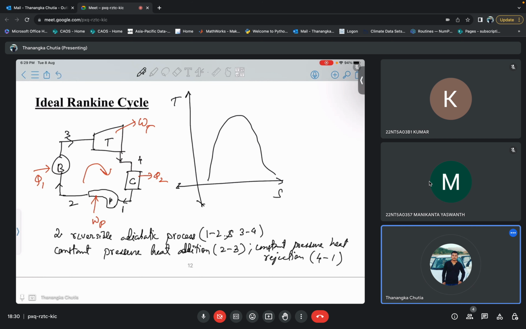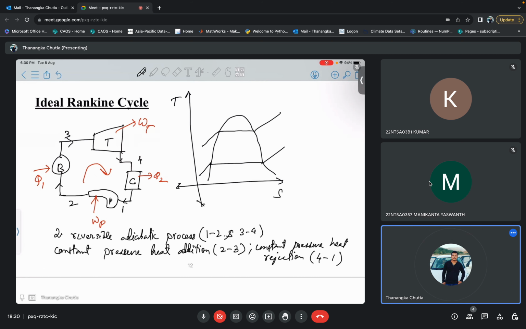Now the constant pressure lines basically look like this in the TS diagram. Since you are using a pump here, the pump can only operate when it is fully liquid.